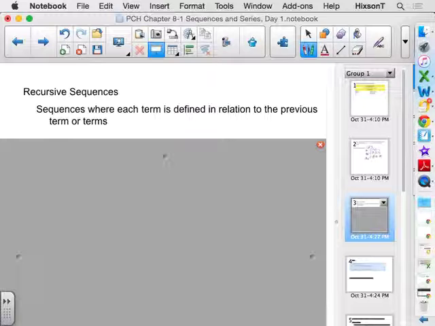Now, how many of you do any kind of computer programming or something like that? Okay? A couple of you? Have you ever dealt with recursively defined functions? No? Have you? Or okay.